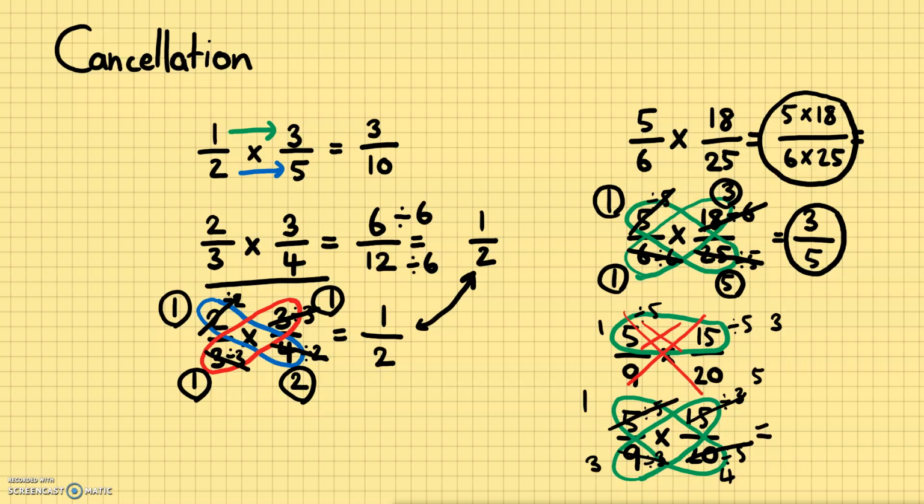And our answer then would be 1 times 5 on the top, which is 5, and 3 times 4 on the denominator, which is 12. So we get our answer like this. So don't make the mistake of canceling the numbers that are on the same side of the fraction.